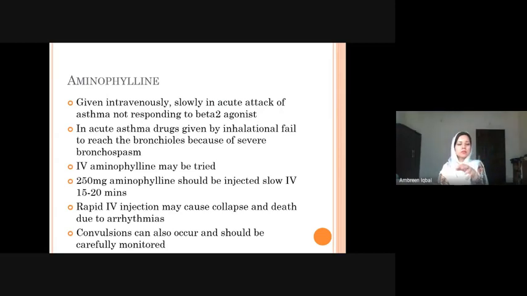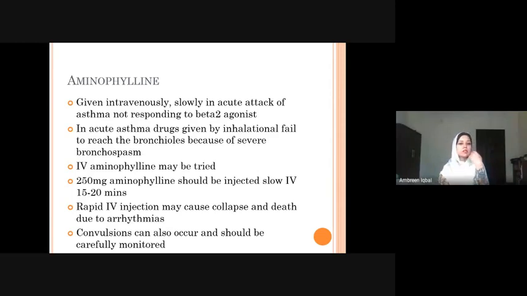Aminophylline is used intravenously, slowly, in acute attacks of asthma not responding to beta-2 agonists. Although beta-2 agonists are the first line of drug, the first choice in acute asthma, we will preferably use aminophylline in a patient who is not responding to them. In acute asthma, drugs given by inhalation fail to reach the bronchioles because of severe bronchospasm and vasoconstriction. The drug is not able to reach through the inhalation route.